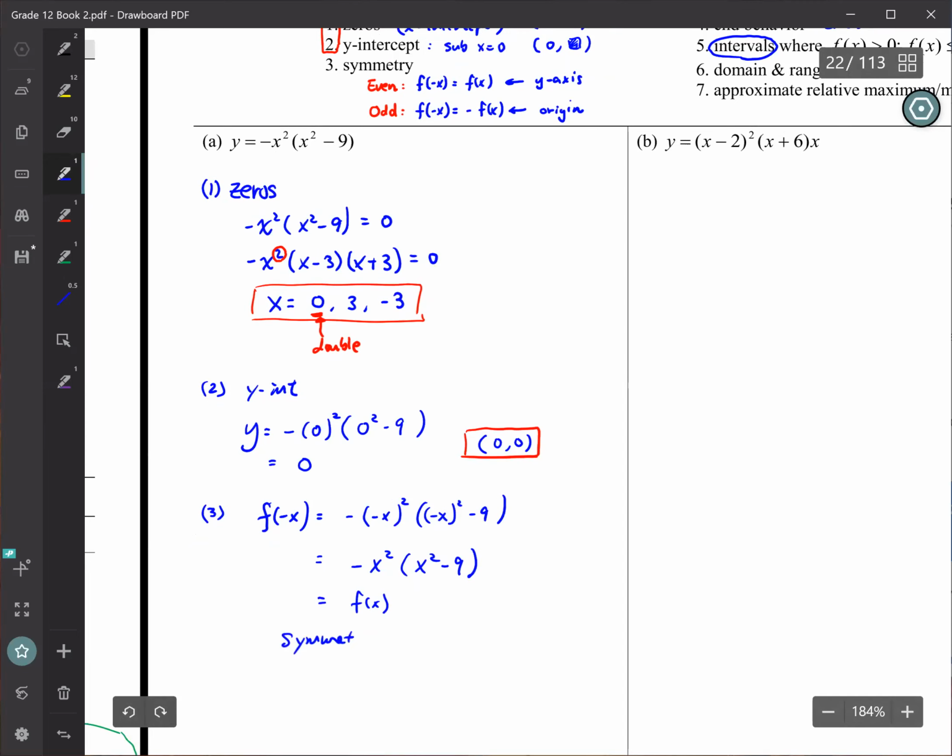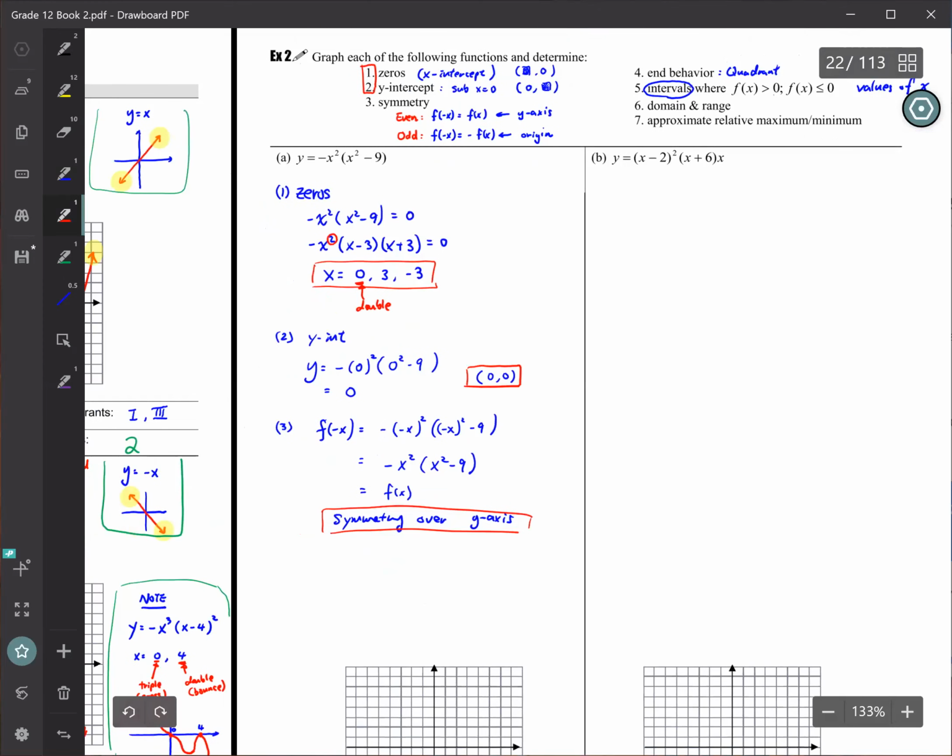Symmetry over y-axis. So it cannot have both at the same time, okay? If you have symmetry over y-axis, it cannot be around origin. Sometimes you could have no symmetry, then you just say no symmetry, if both of them don't work. Not every graph has a symmetry.